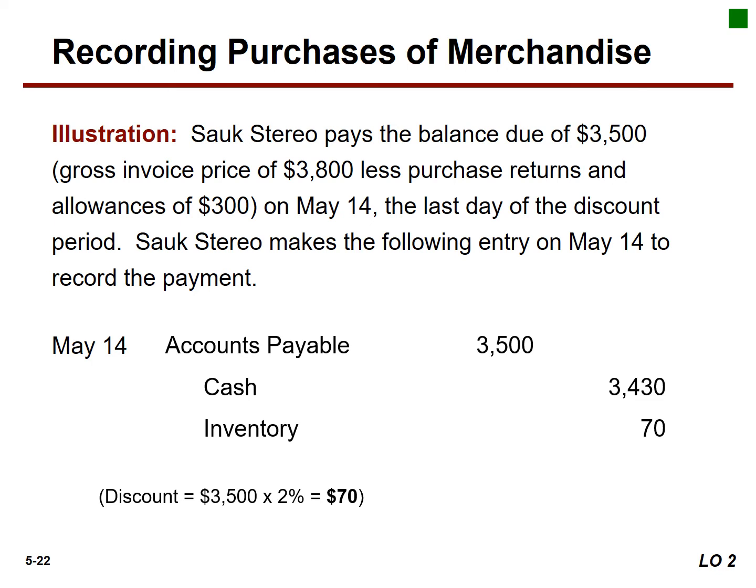This credit to our inventory account by the amount of the discount is done because the cost of the inventory now has been reduced by this $70 discount. So decreasing the inventory balance is what needs to be done.